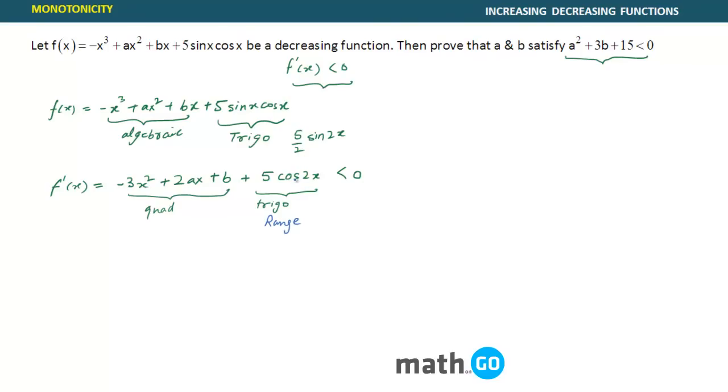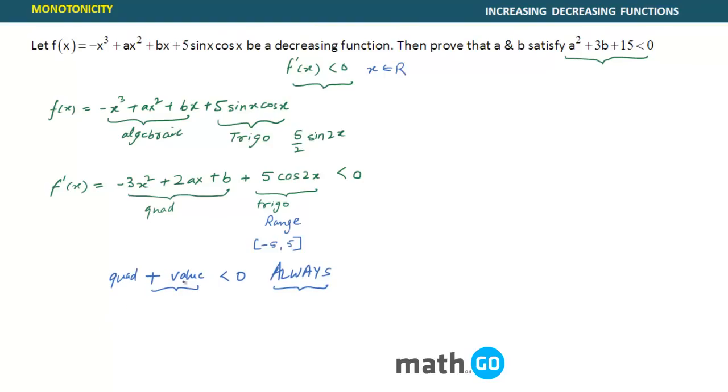Cos 2x will range from minus 1 to 1, so this range is actually from minus 5 to 5. And this is being added to a quadratic function. So you have a quadratic and it is adding some value here. And you want this to be always less than 0, because it is given that it is decreasing for all values of x belonging to R, right? So this quadratic should always be less than 0 irrespective of the value you add here.